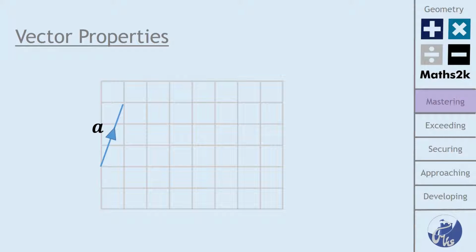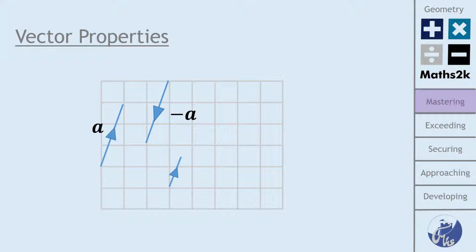So there are a number of vector properties that we need to look out for and use. Here we have a vector A which goes 1 right and 3 up. And this other vector which I've now drawn goes 1 left and 3 down. Because the direction has completely changed but the magnitude hasn't, and these two are parallel, this vector would be called negative A.